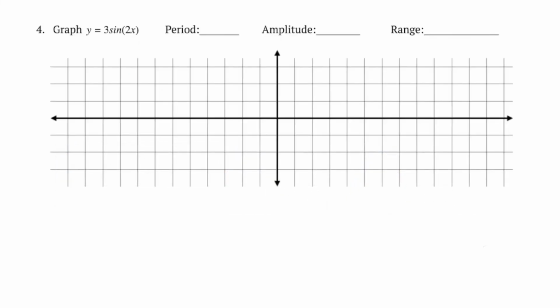Alright, so now let's take a look at graphing these. We just looked at this function, and we said that the period was just pi, and the amplitude is 3.